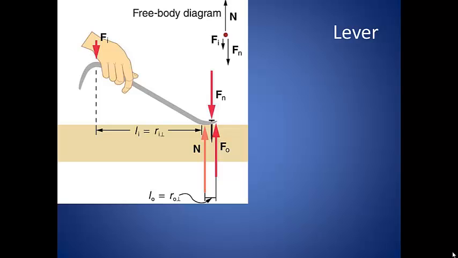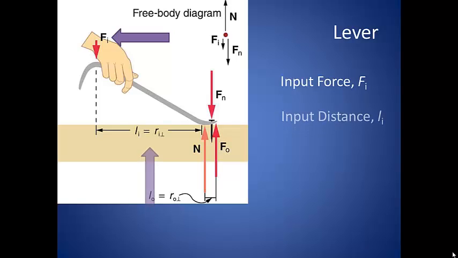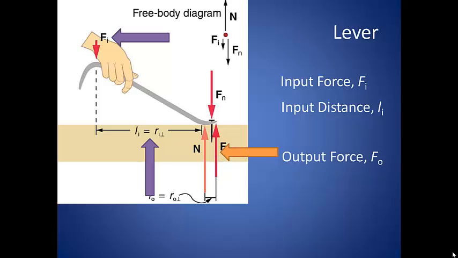So let's define a few terms here. First, we look at the force that you are applying to the lever. This is called the input force. The perpendicular lever arm is the distance from the fulcrum to where the force is being applied. The output force is the force that actually gets applied to the nail. This is equal and opposite to the normal force that is acting on the nail.